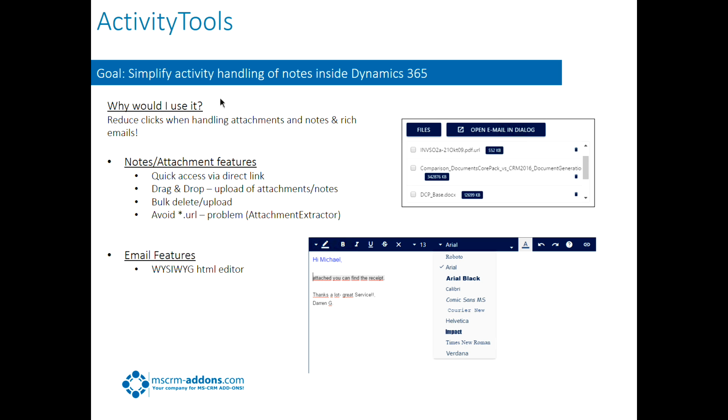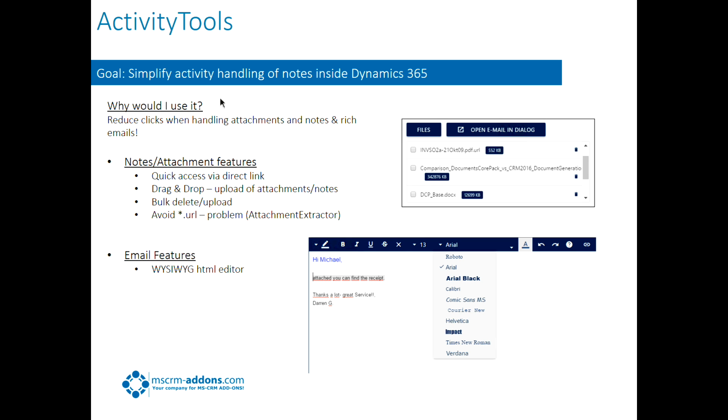So why would you really use this? Basically, it's going to help you reduce clicks when handling attachments and notes, while also giving you the ability to make rich emails, which is a feature that's lacking in Dynamics 365 right now. Some of the features, the notes and attachment features, allow you quick access via a direct link. You're able to click on it and download the attachment quite quickly. We'll show that here in the demo.